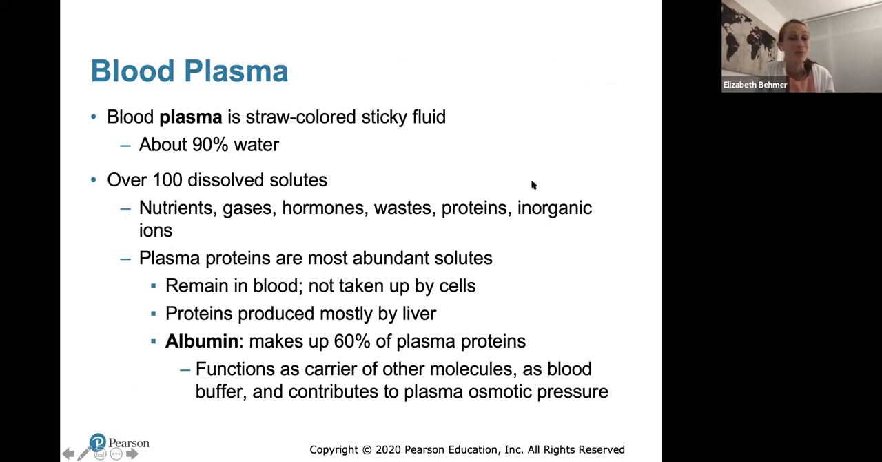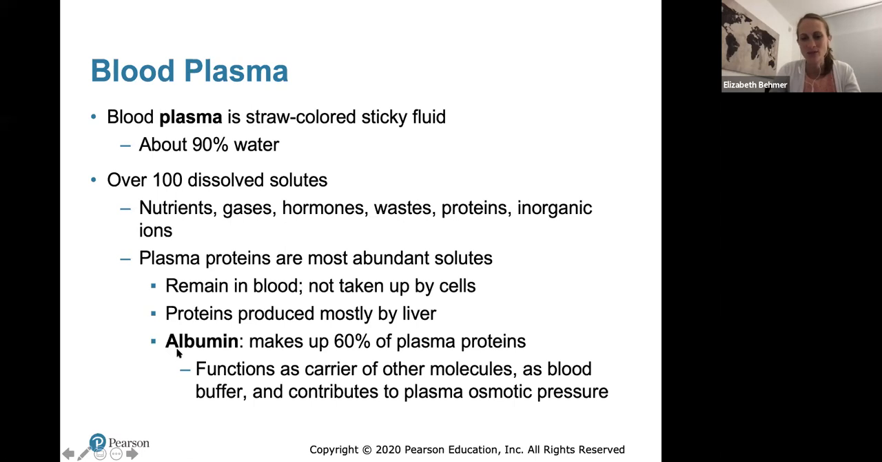Blood plasma. As I'm working through these slides rather quickly, focus on the parts that I've highlighted. I'll spend more time on those highlighted parts. So plasma is the straw-colored sticky fluid. It's mostly water, but there's about 100 other dissolved solutes in your plasma, which I don't think I ask you specifics about what makes up plasma.